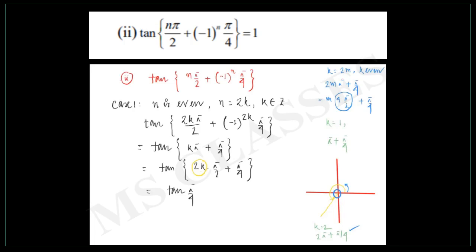Again, when k is odd, any odd number we can write as 2m plus 1. That is, when m is an integer, we can obviously write 2m plus 1. So this will become what? 2m plus 1 pi plus pi by 4. So this is 2m pi, and 2m pi means m into 4 pi by 2 plus pi by 4. Now here you understand, m into 4 pi by 2 means the number of circles. How many circles? m circles plus pi.